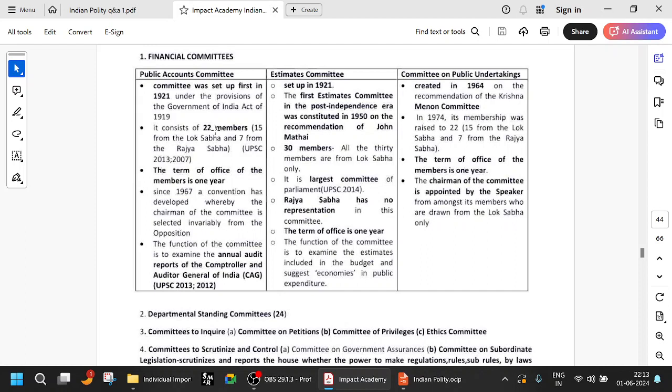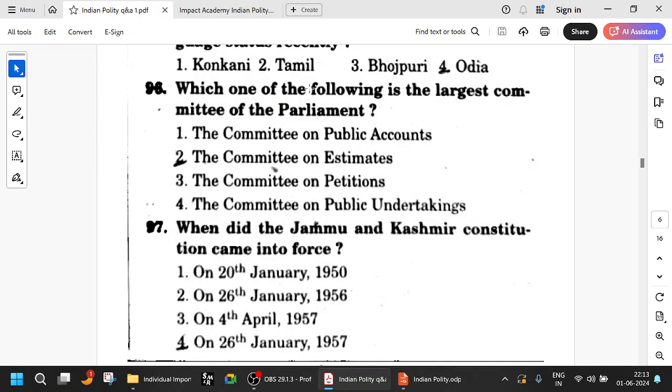The Public Accounts Committee has 22 members, and the Committee on Public Undertakings also has 22: 15 from Lok Sabha, 7 from Rajya Sabha. So this Estimates Committee is highest, 30 members. And this is the Krishna Menon Committee, Public Undertakings, 1964. So, which of the following is the largest committee of the Parliament? The Committee on Estimates. Fine.